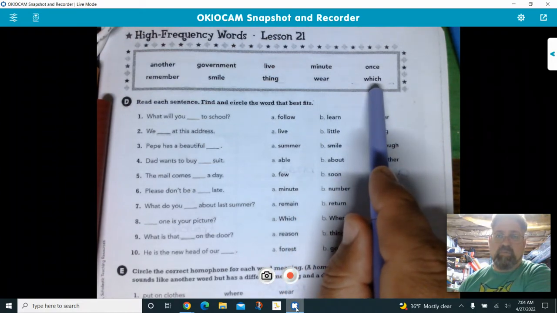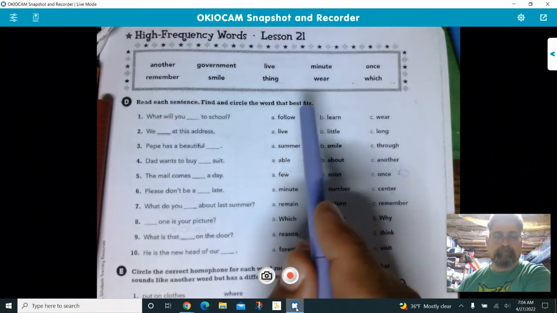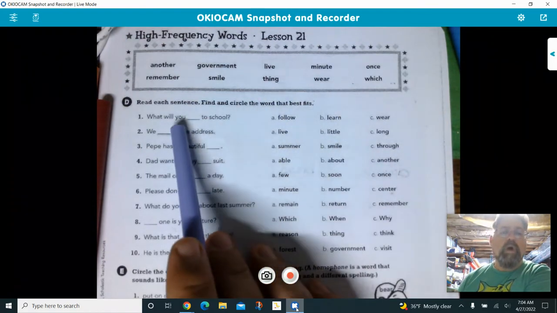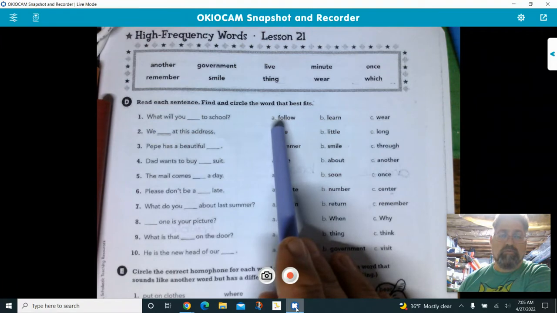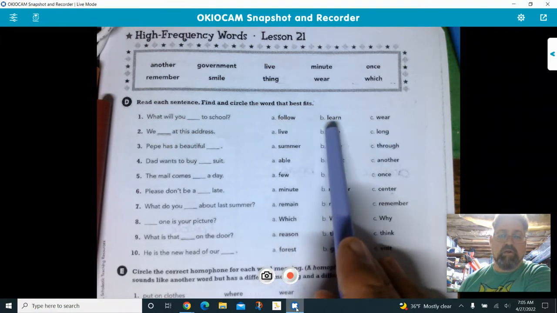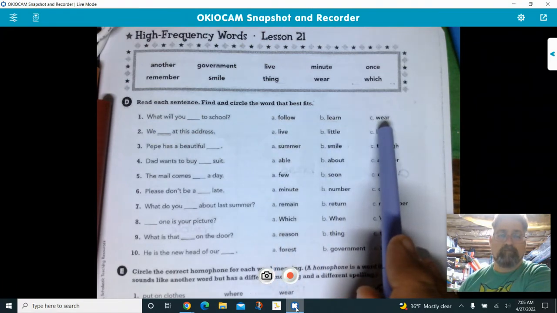Again, this is not the Halloween witch. This is which one do you prefer? Okay. What will you blank to school? Follow, learn, or wear?